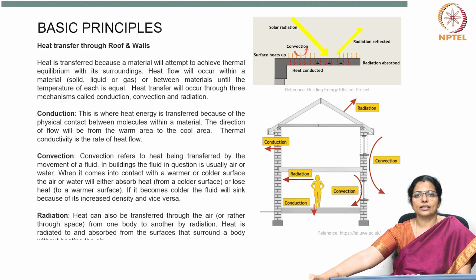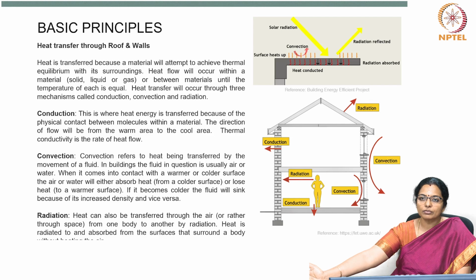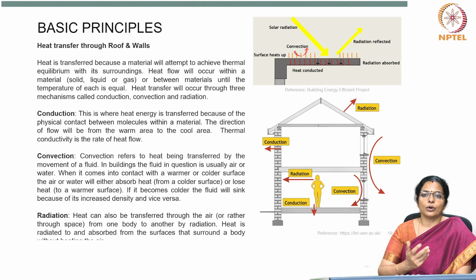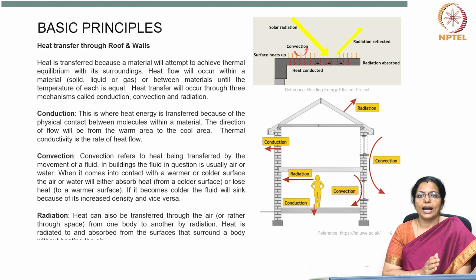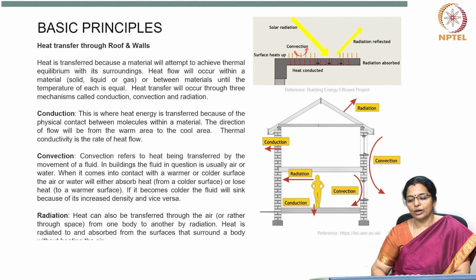Heat can also be transferred through the air or through space from one body to another by radiation. Heat is radiated to and absorbed from the surfaces that surround a body without heating the air. When radiant energy hits a body, some of the energy is reflected and some is absorbed. The respective amounts will vary between different materials, and for instance, color will play an important role in determining how much heat is radiated from one body to another.